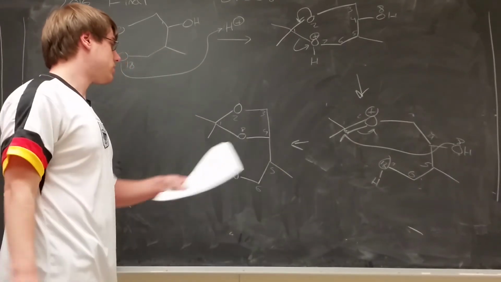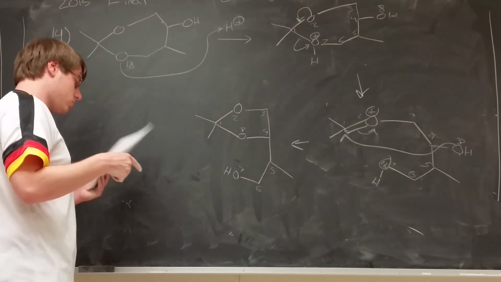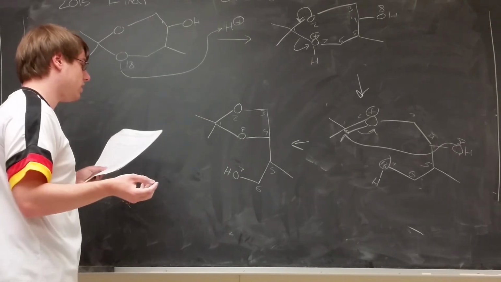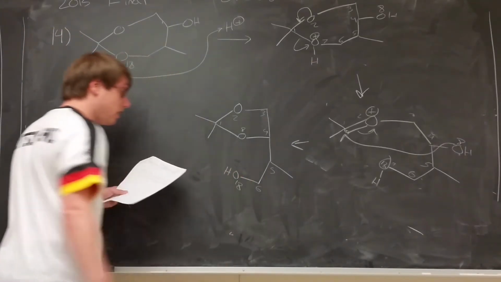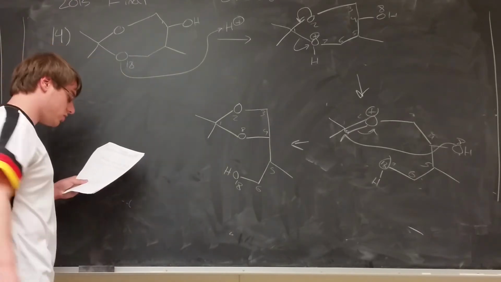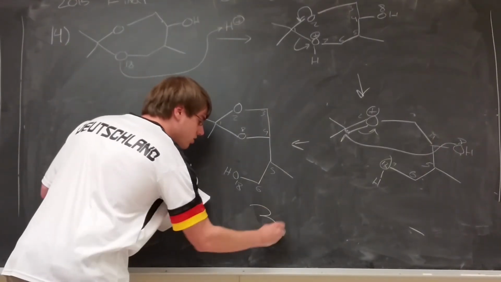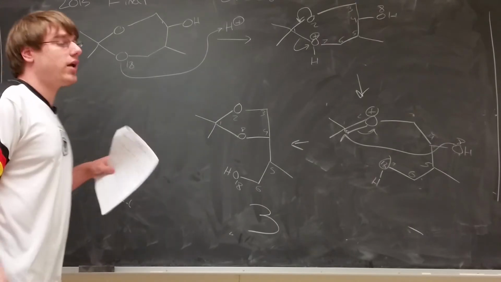So this is one possible answer. Now we look at our answer choices and see, is that a possibility? Well, we said O7 was the O18 that we labeled, and if we look at the structure that I just drew, this is in fact structure 3.